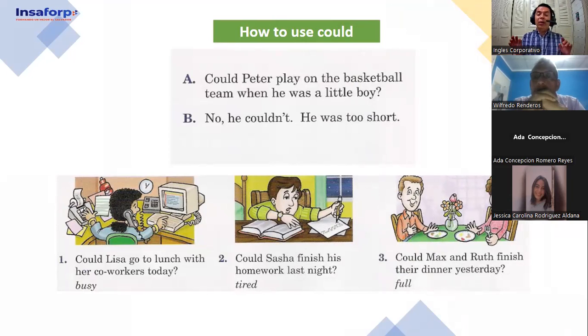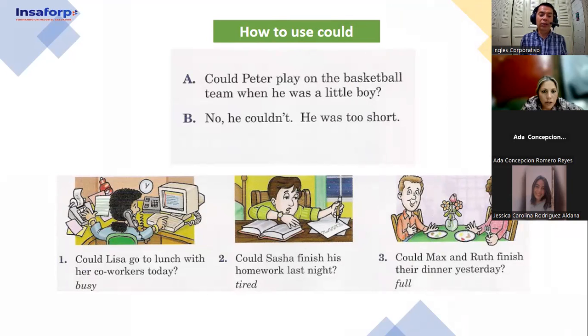Okay, look at the example. Could Peter play on the basketball team when he was a little boy? No, he couldn't. He was too short. Now, number one. Could Lisa go to lunch with her coworkers today? No, she couldn't. She was busy. Estaba ocupada. Busy. Right? Yes. Good.